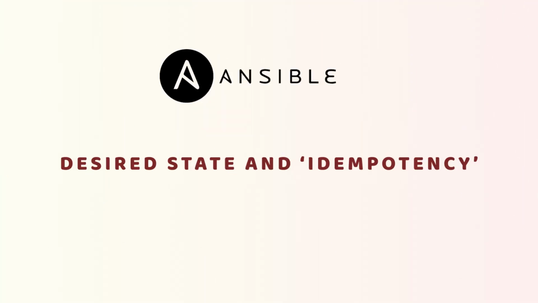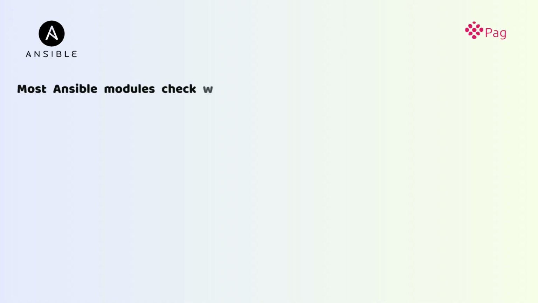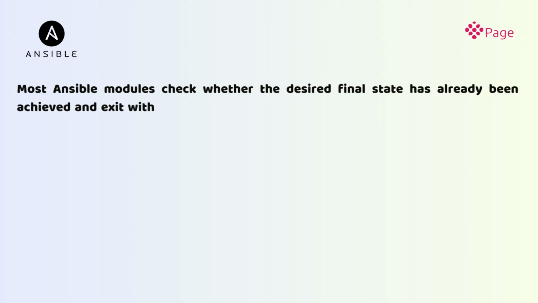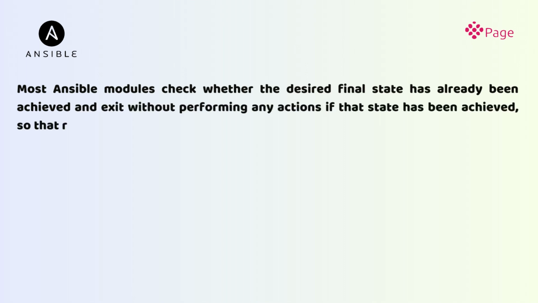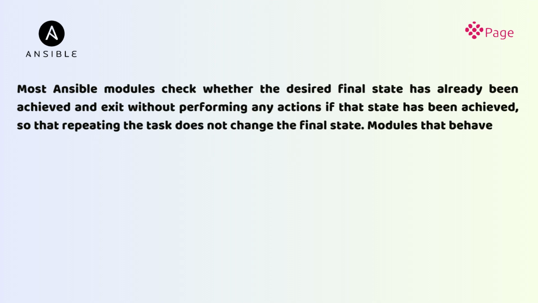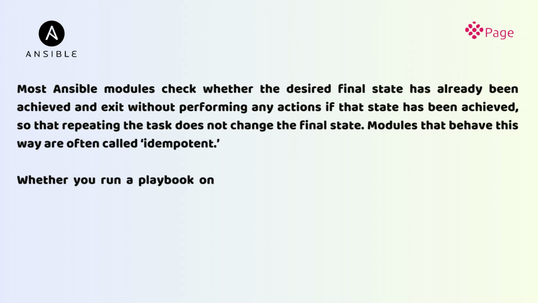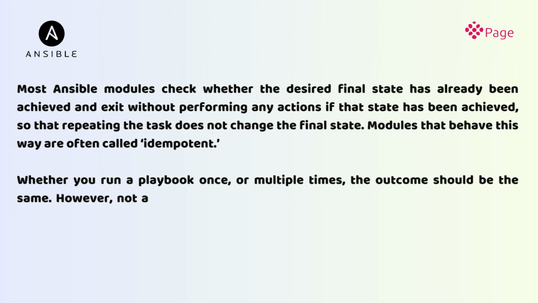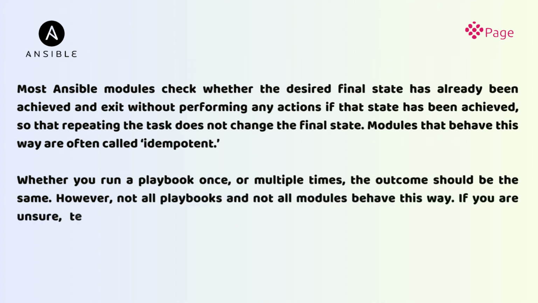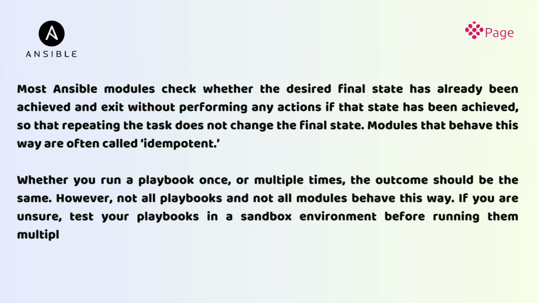Desired state and idempotency. Most Ansible modules check whether the desired final state has already been achieved and exit without performing any actions if that state has been achieved, so that repeating the task does not change the final state. Modules that behave this way are often called idempotent. Whether you run a playbook once or multiple times, the outcome should be the same. However, not all playbooks and not all modules behave this way. If you are unsure, test your playbooks in a sandbox environment before running them multiple times in production.